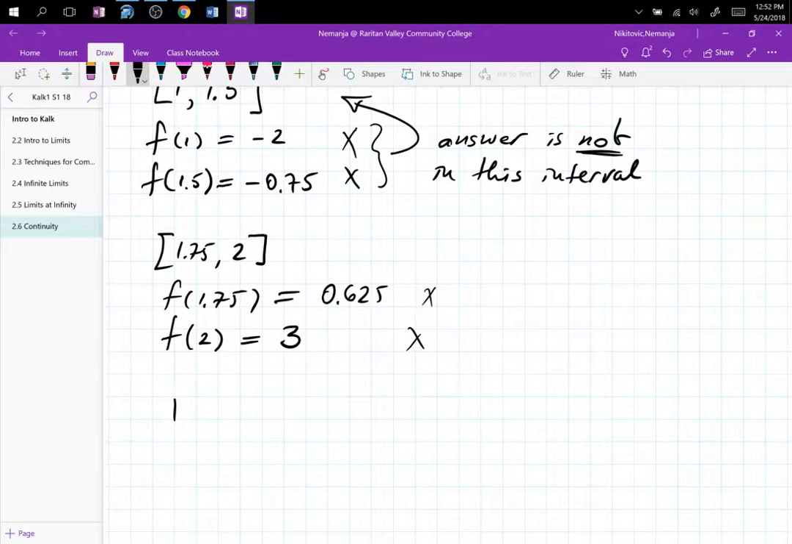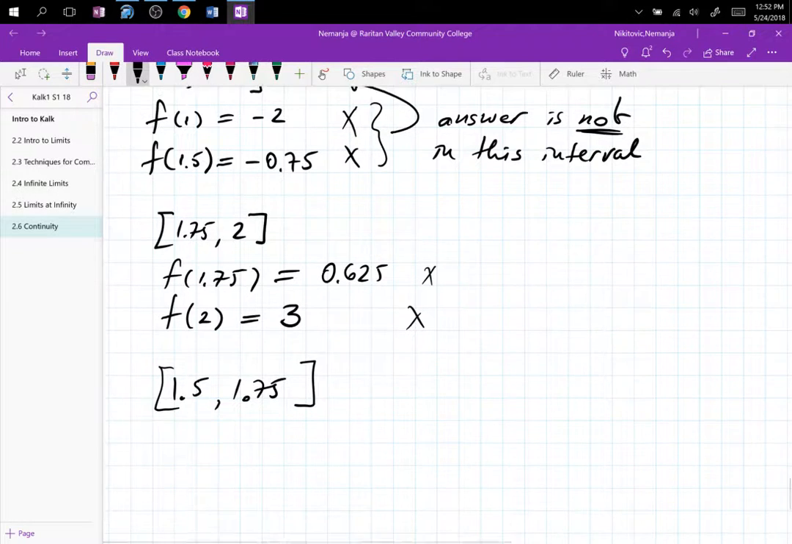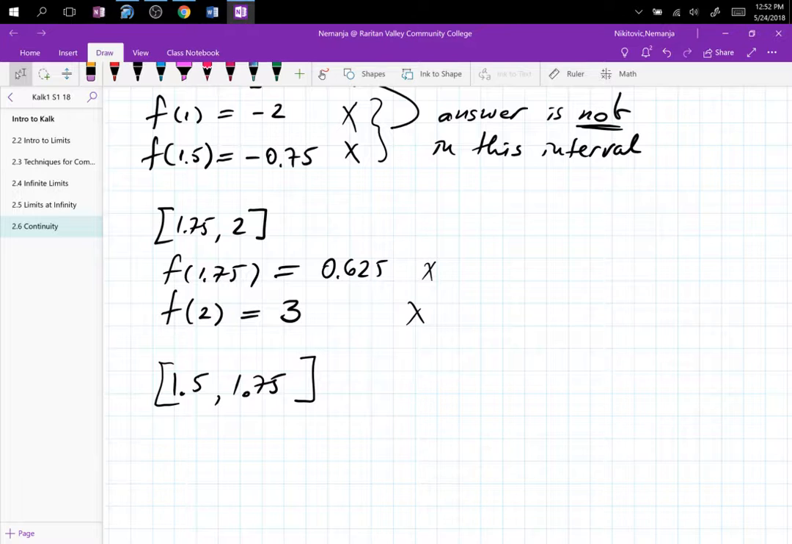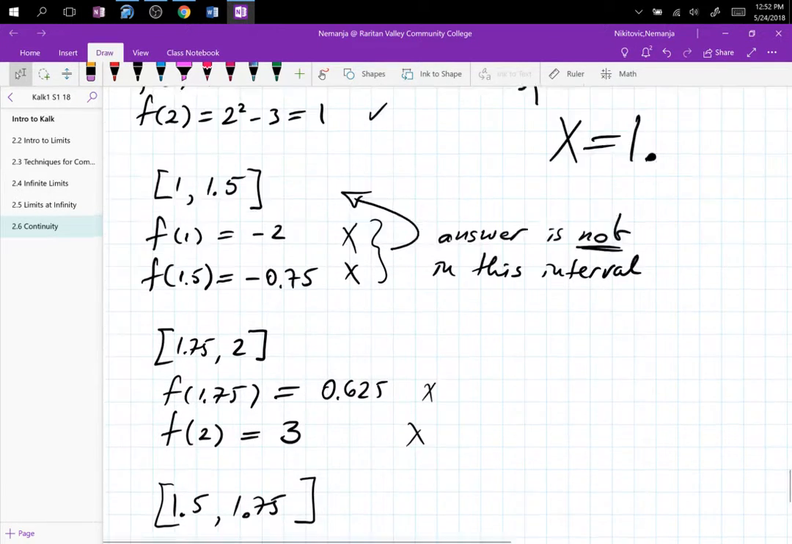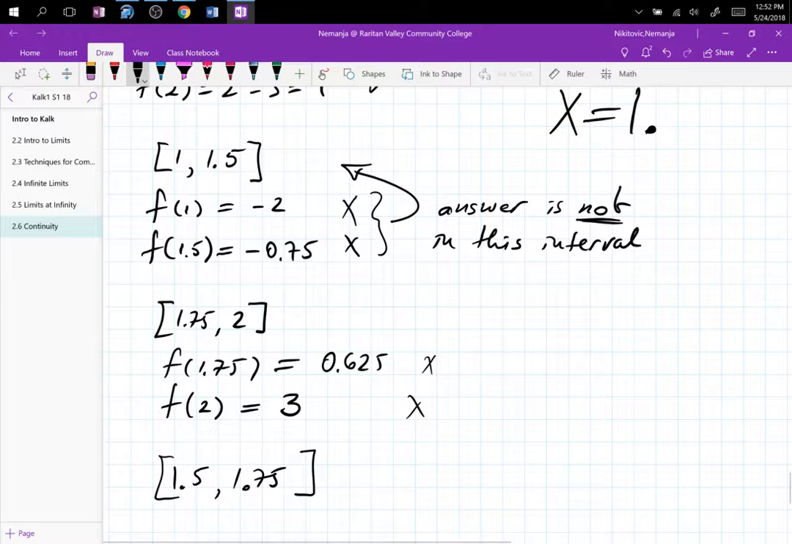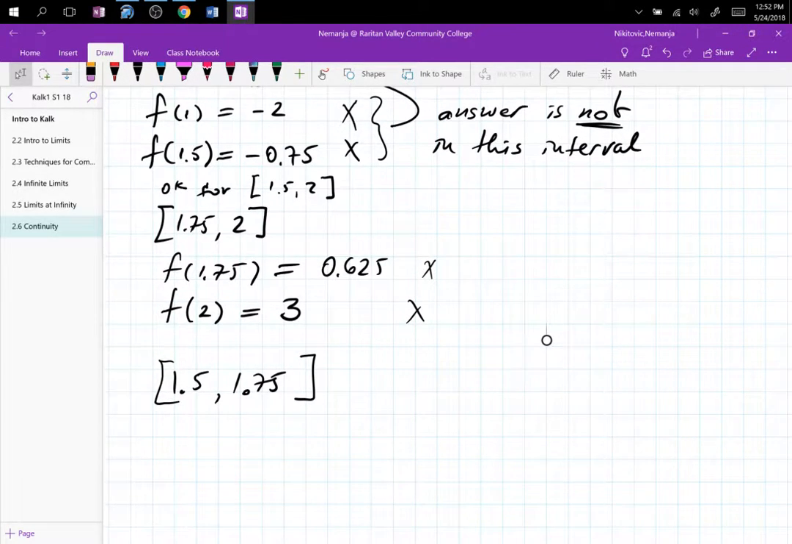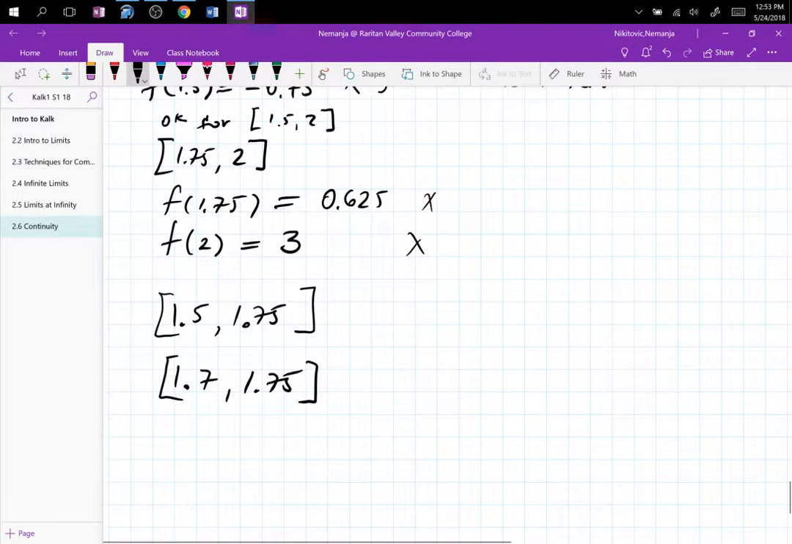So answer must be between 1.5 and 1.75. So answer is in this region. So now you pick a number in there. So let's say you pick, from 1.5 to 2, there we go. So now you pick, let's say, I don't know, 1.7 to 1.75. So now you compute f of 1.7.